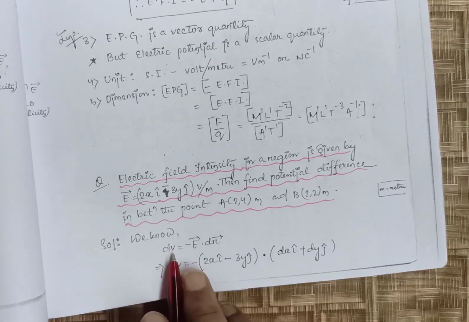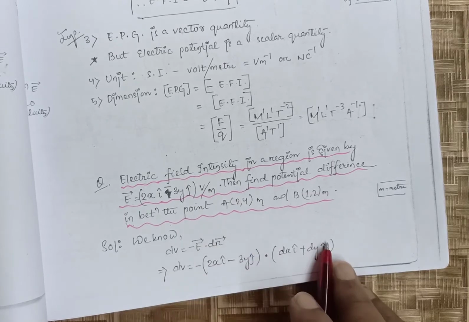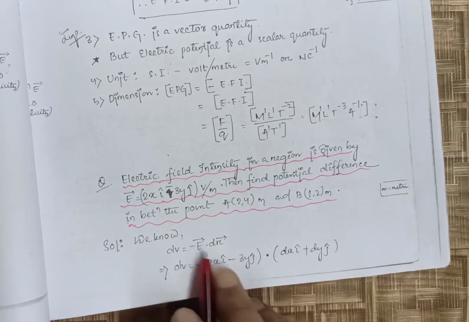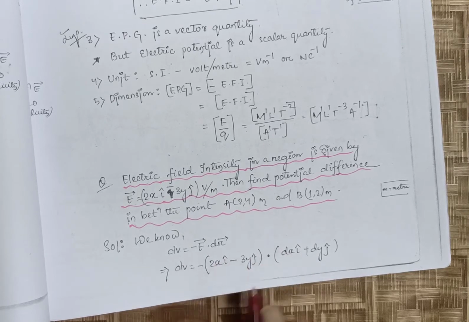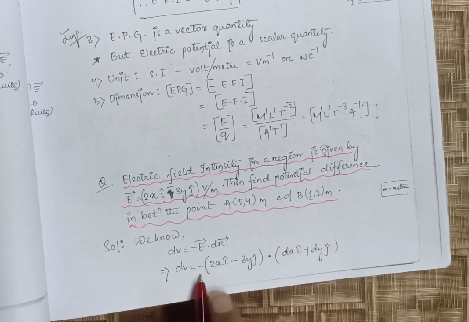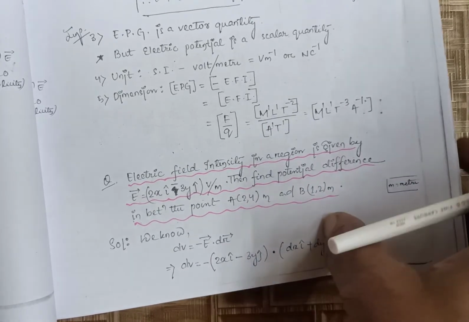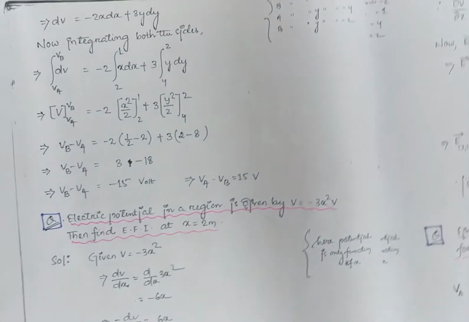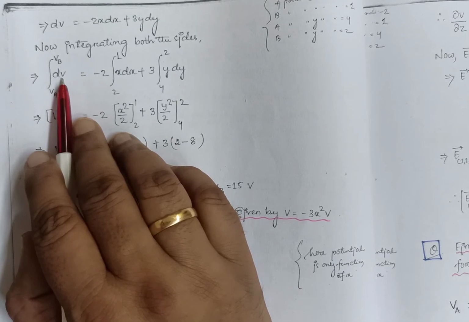We know this formula, dV is equal to minus E vector dot dr vector. I have written the E vector and dr vector. Dr vector in component form is dx i cap plus dy j cap, and intensity in component form is given. From the dot product, i cap dot i cap is 1, j cap dot j cap is 1. So minus 2x dx is the first term, then minus 3y dy, and that represents dV, the change in electric potential: minus 2x dx plus 3y dy. Then integrating both sides from A to B, we calculate the potential difference.